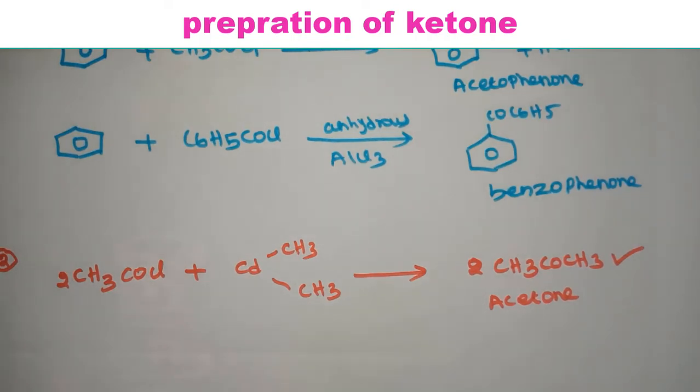Second method, acid chloride reacts with dialkyl cadmium to form a ketone. Specific example: two molecules of acetyl chloride react with dimethyl cadmium to form acetone.